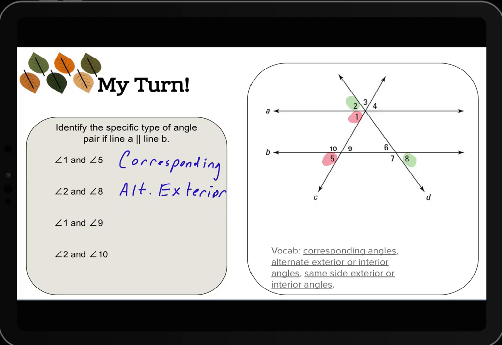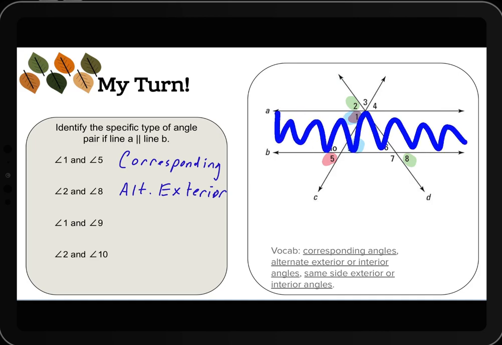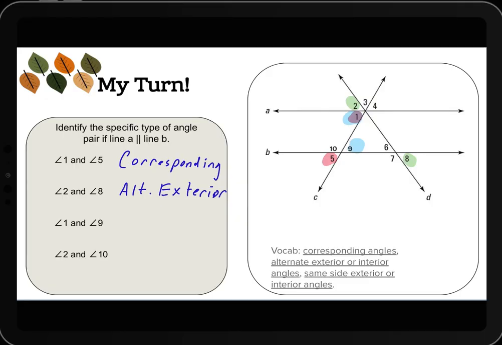Next we have 1 and 9. So 1, again, we've already kind of illustrated 1 before, but I'll do it again. 1 is right here, but 9 is right here. So notice how this lies between the lines, right? So they're on the interior, so they're an interior angle pair, and they're diagonally opposite each other. So that is going to be alternate interior angles instead of alternate exterior. They're also not same side interior because they're not on the same side of the transversal.